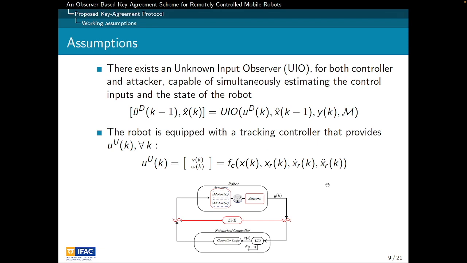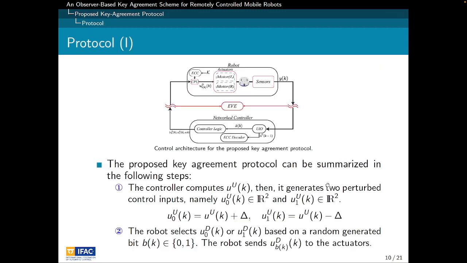We also made the following assumptions in this paper. First, there exists an unknown input observer for both the controller and the attacker, capable of simultaneously estimating the control input and state of the robot. Second, the robot is equipped with a tracking controller that provides a proper control input to the robot.